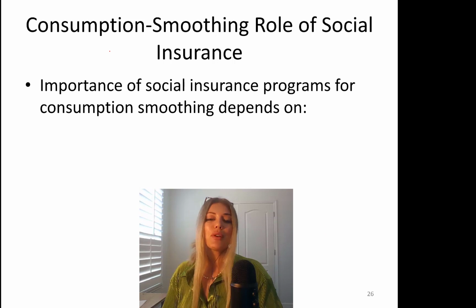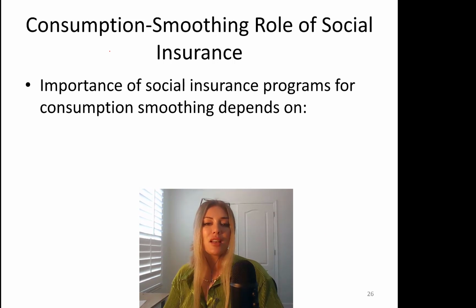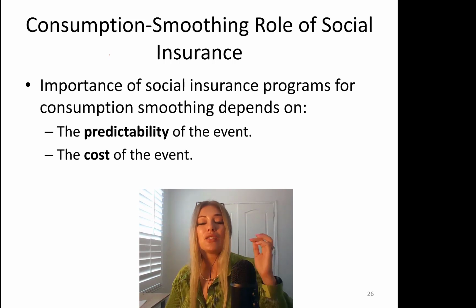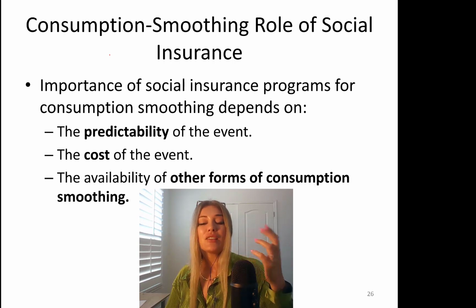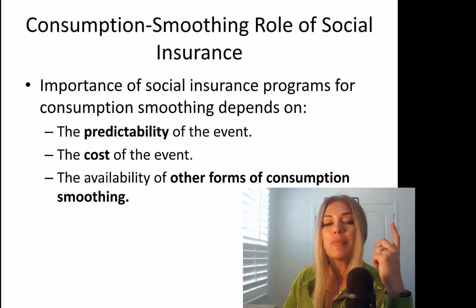It's really important to have social insurance programs for consumption smoothing. However, this depends on a couple of things. Predictability of the event, the cost of the event needs to be known. The availability of other forms of consumption smoothing must be known. So when should government be interfering?